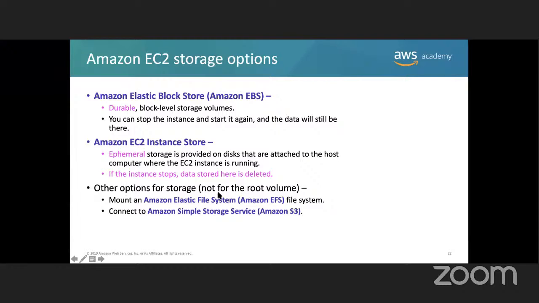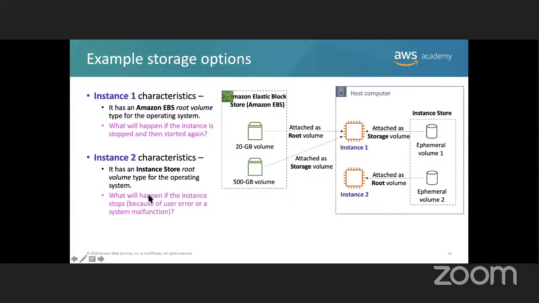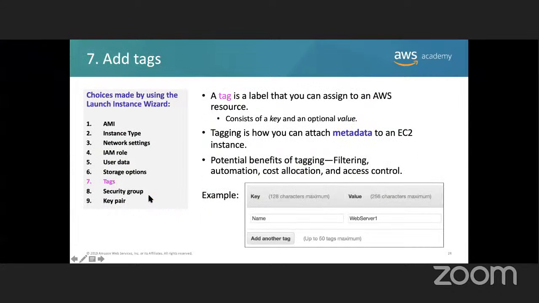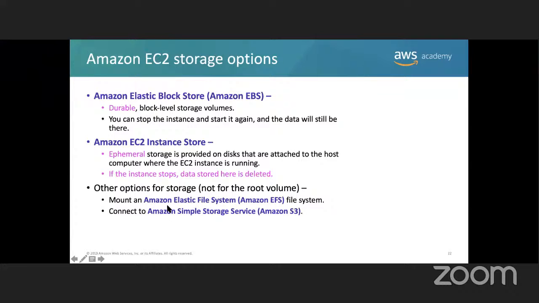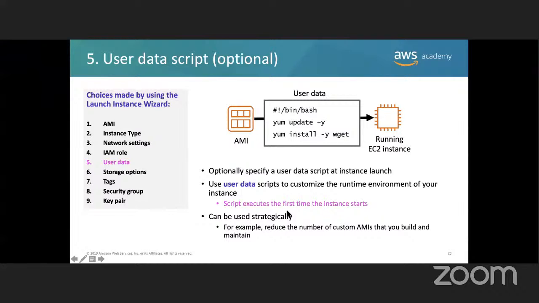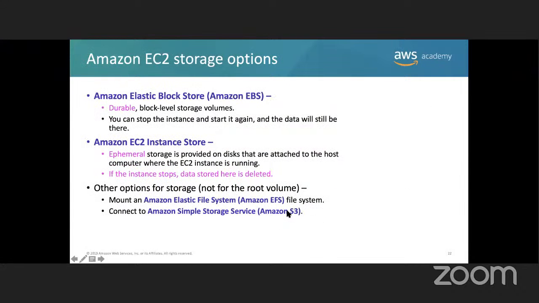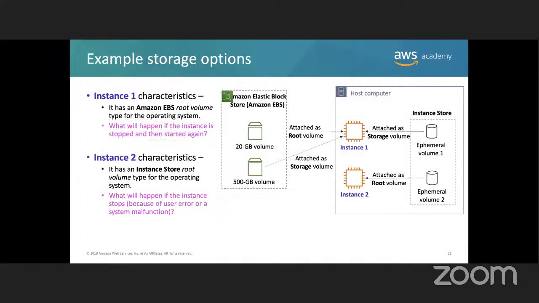Other options for storage, not for root volume: mount an Amazon Elastic File System, EFS file system. We're going to see storage in the lesson coming after this one. And connect to Amazon Simple Storage Service, Amazon S3. Those are other options that you can use for storing your information. We're going to talk about storage in the next module.